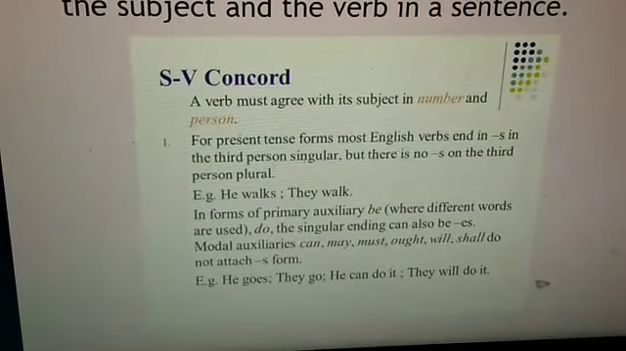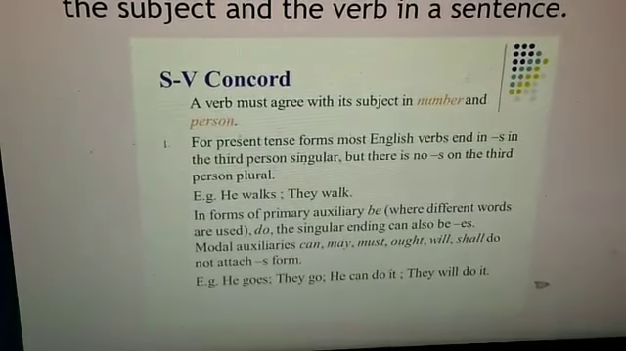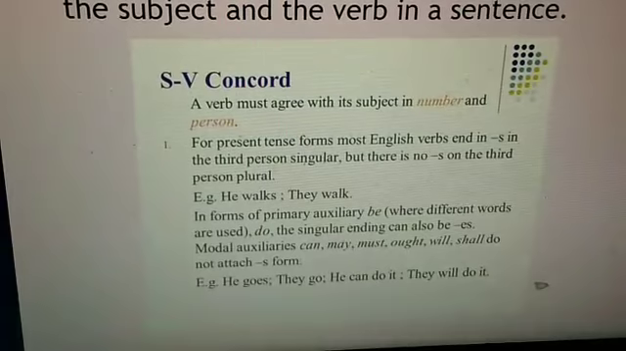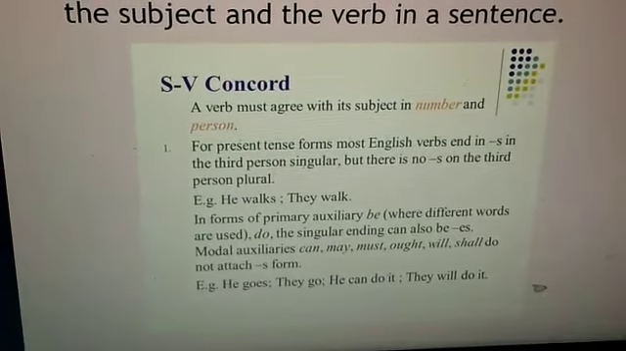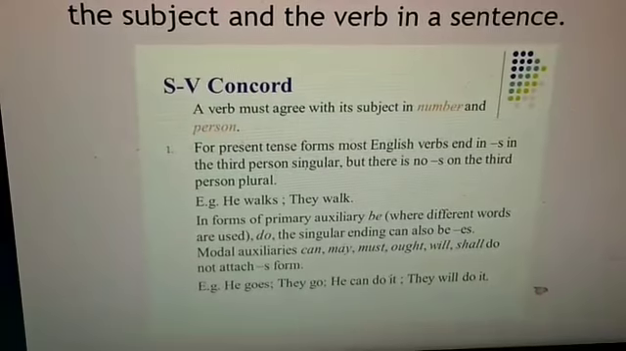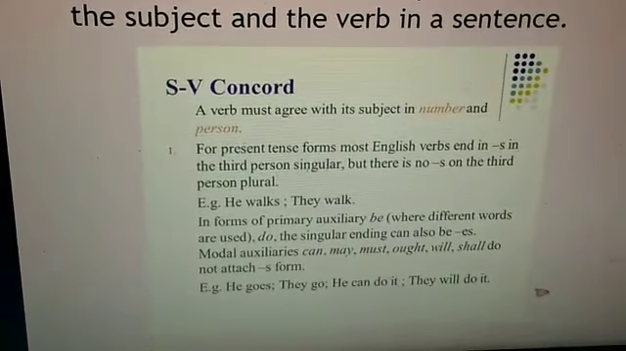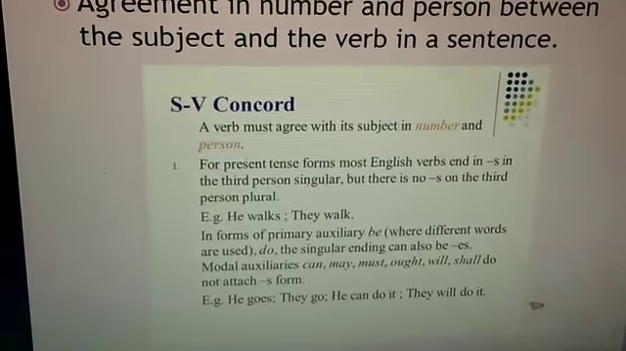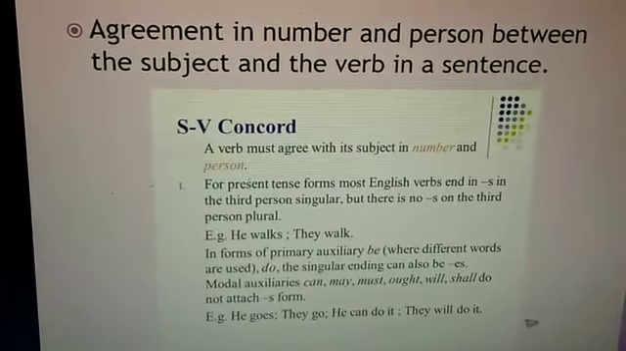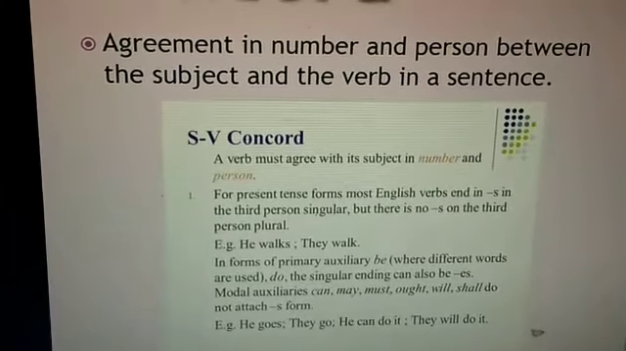Modal auxiliaries can, may, must, ought, will, shall, do not attach the s form. Example, he goes, they go. He can do it, they will do it. Modal auxiliaries are helping verbs, so they do not attach s to them.